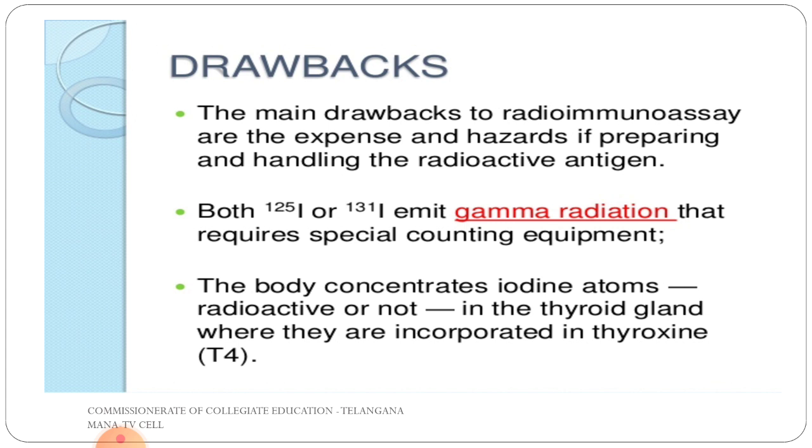Drawbacks. The main drawbacks of radioimmunoassay are the expense and hazards of preparing and handling the radioactive antigen. Both I-125 and I-131 emit gamma radiation that requires special counting equipment. The body concentrates iodine atoms, radioactive or not, in the thyroid gland, where they are incorporated into thyroxine, T4.